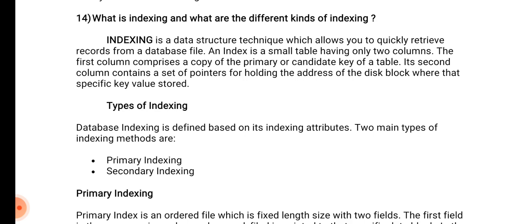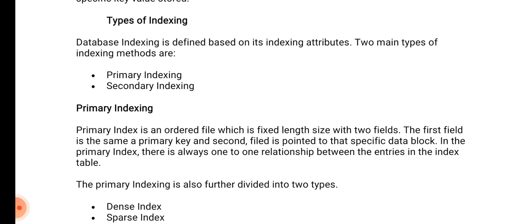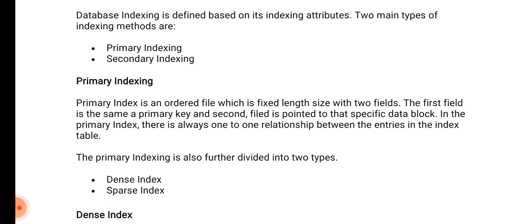Types of indexing. 2 main types of indexing are used in a database management system. One is primary indexing, another one is secondary indexing. Primary indexing is an ordered file which is fixed length of size with 2 fields. The first field is the same as the primary key and the second field points to that specific data block. The primary index always has a one-to-one relationship between the entities in the index table.